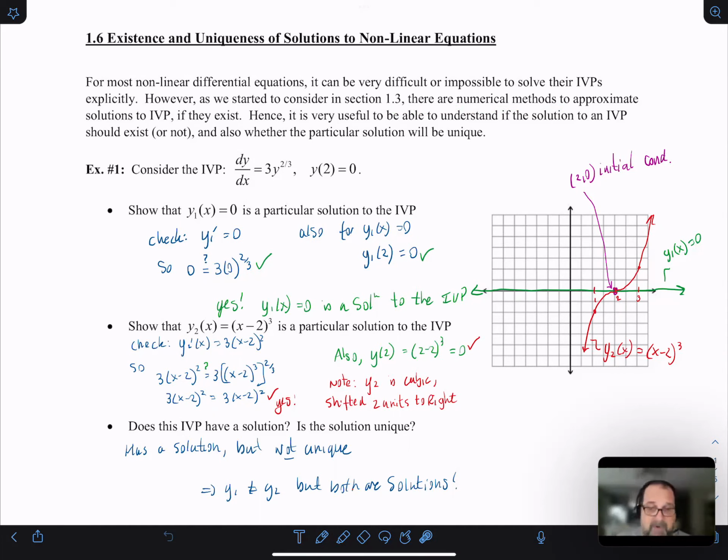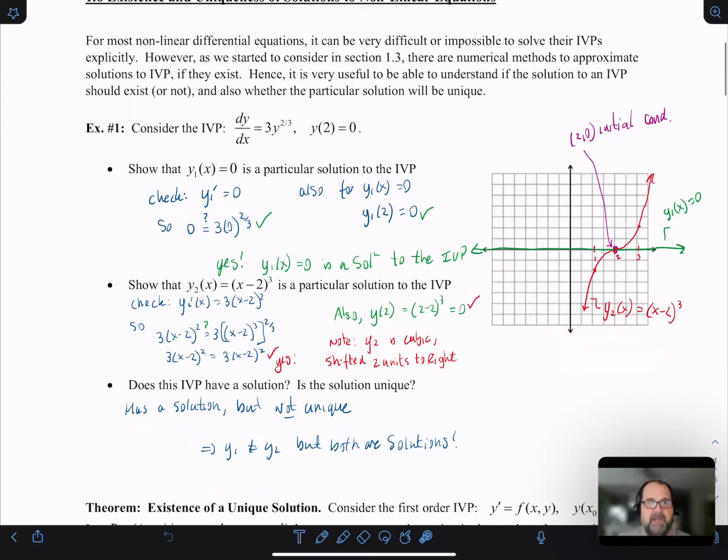But what is very useful in such a situation when you're trying to approximate is understanding whether or not it is reasonable to expect a solution to exist, and if it does exist, whether the solution is unique. So we're already talking about the solution to an initial value problem. Under what conditions will it exist, and under what conditions will it be unique? So we're going to start here with a little demonstration exercise.